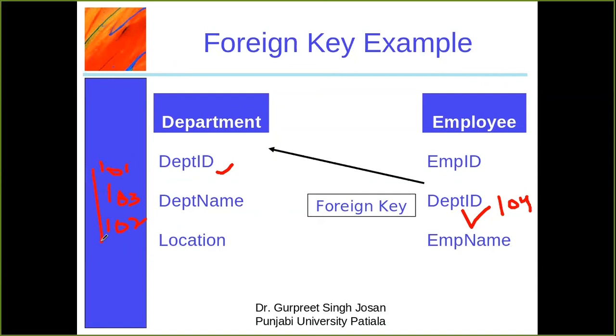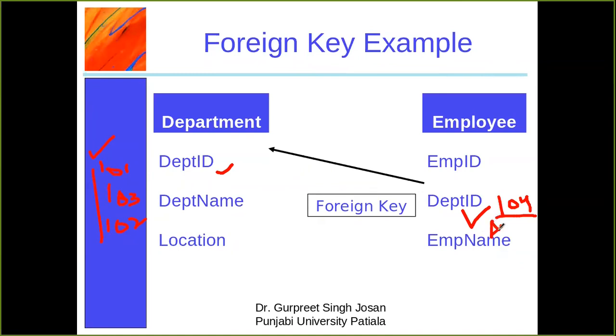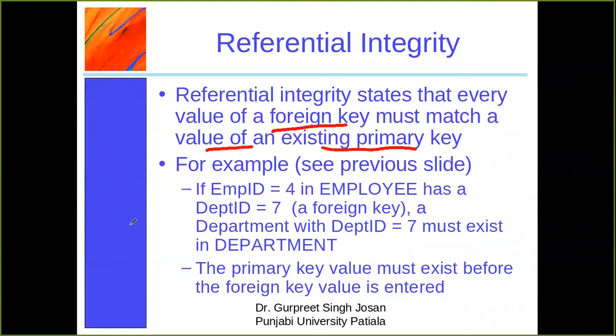Referential integrity says that only those values can be added as a foreign key which exist as a primary key in some other table. If the value does not exist in any other table, then you cannot add that value as a foreign key. Instead of adding this here, you can add the null value. You have to put the null value here, but you cannot put the value 104 because 104 does not exist in this particular table. So that is your referential integrity.